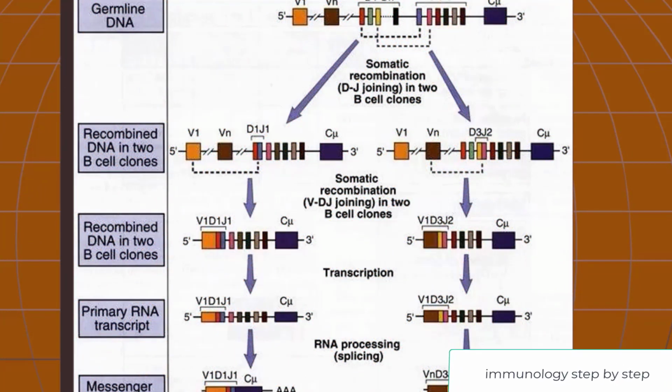Here, the germline DNA, the recombined DNA in B cell clones, primary RNA transcript, messenger RNA, Ig mu chain in B cell clones.